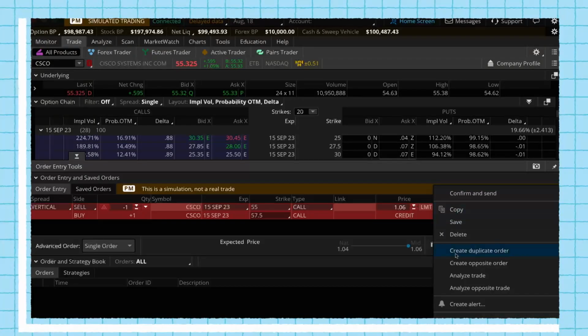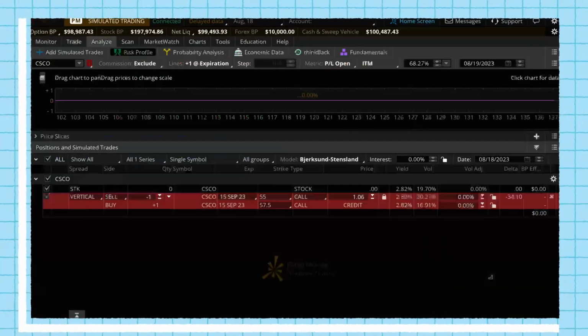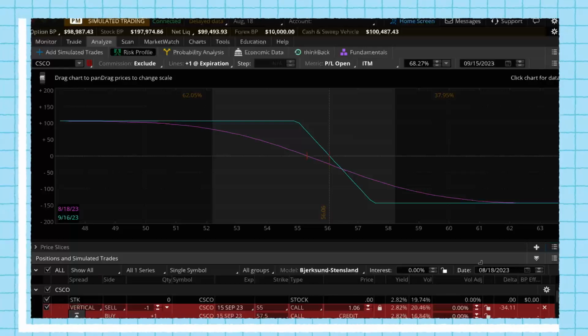Before sending it, I analyzed the trade in the risk profile. After setting the price slice to break even, I saw that it had some room if the stock rises a little.